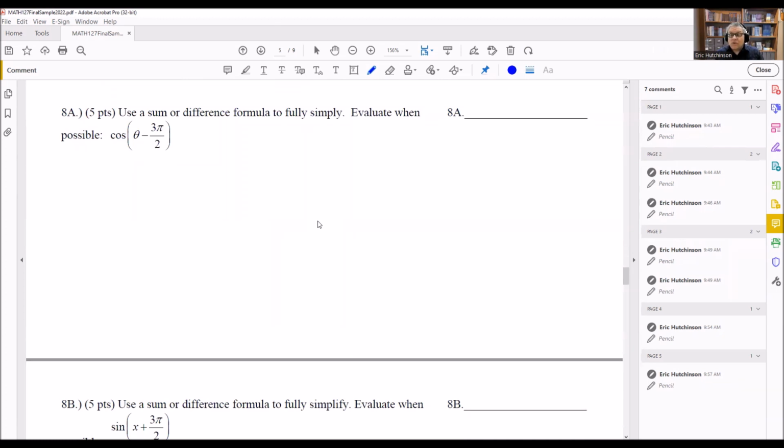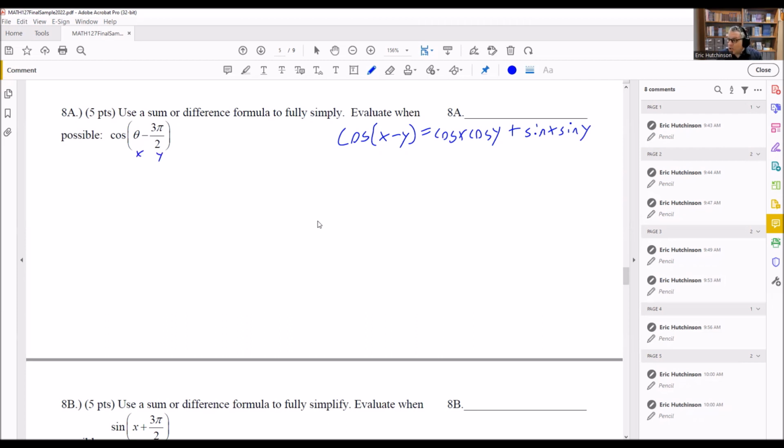Next, it says use a sum or difference formula to fully simplify. Evaluate when possible. Okay, so for this one, the sum and difference formula that would apply here, we have a cosine with a minus. And so I'm going to write that off to the side here. Cosine x minus y is equal to cosine x cosine y plus sine x sine y. Okay, so that is the formula that you want to use here. That's the difference formula for cosine. The x is theta and the y is 3 pi over 2. So we have to plug this into the formula.